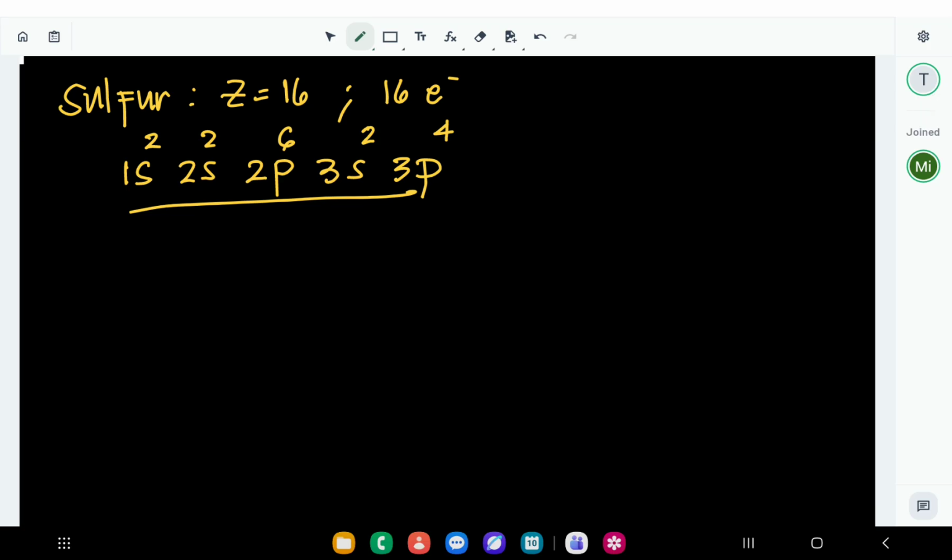What did you write here? You were on the right track, but what happened to your 3p? Yeah, you missed the 4. Okay, so let's move on to iodine. No questions on sulfur?